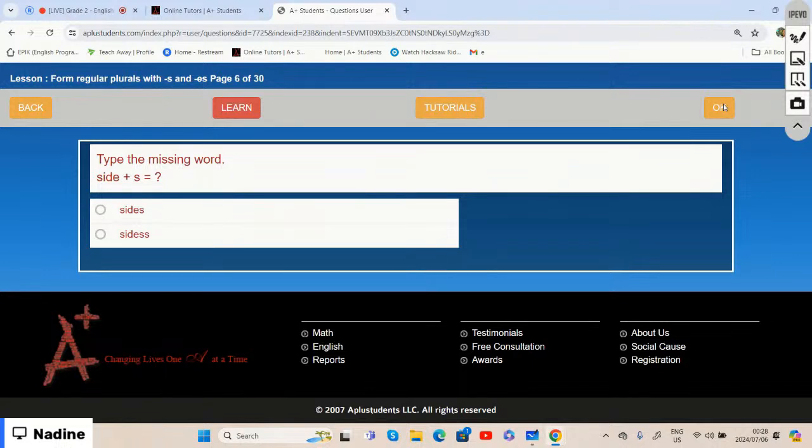Then we have side, right? Side plus S. We're talking about your side, whether it's your left side or the right side. But if you're referring to more than one side, it needs to end with an S. So is it sides, option one, or side, option two? Look at how the word is spelled.